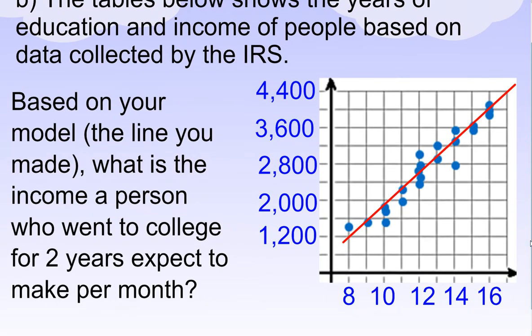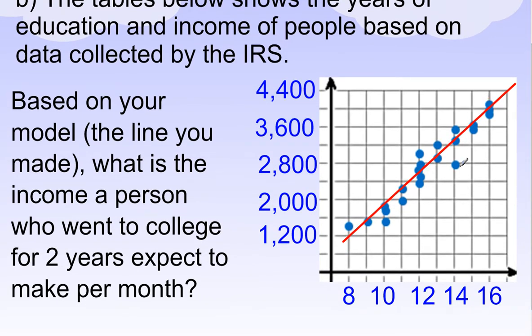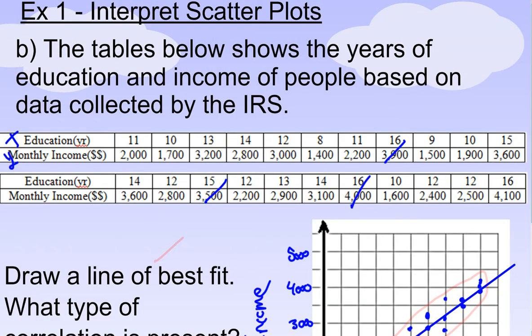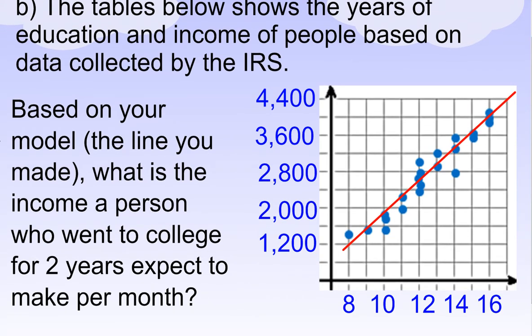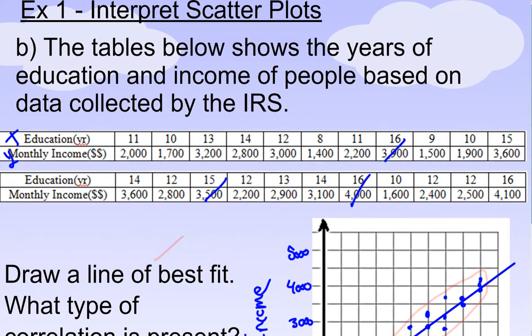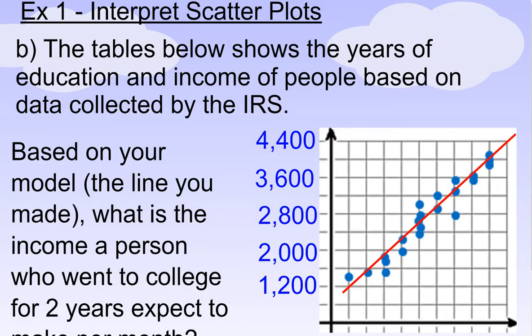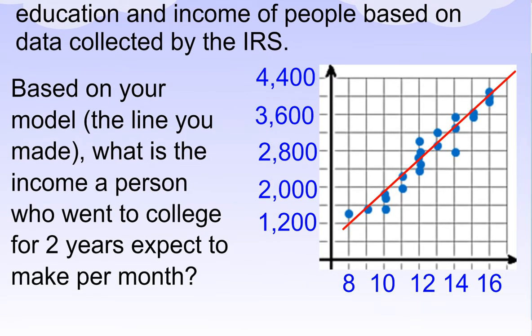All right. So I have my graph here that I plotted. And so you see my scale that I used on my answer key is slightly different than what I used on my other page. It's not going to make a huge difference, but it's just slightly different. So based on the model, which is the line that you drew, so this is the one I came up with earlier, based off the line you drew, what is the income a person who went to college for 2 years would expect to make per month?